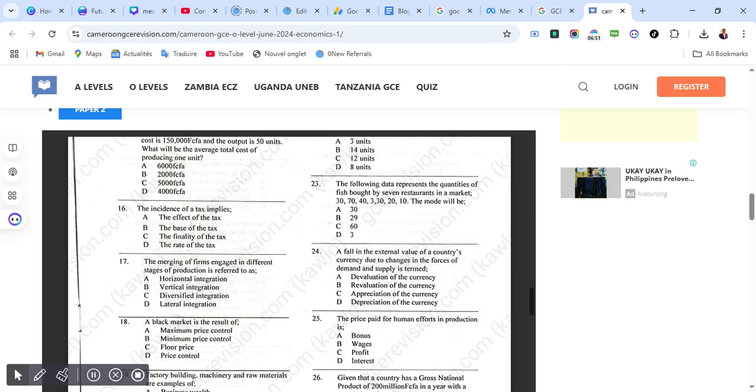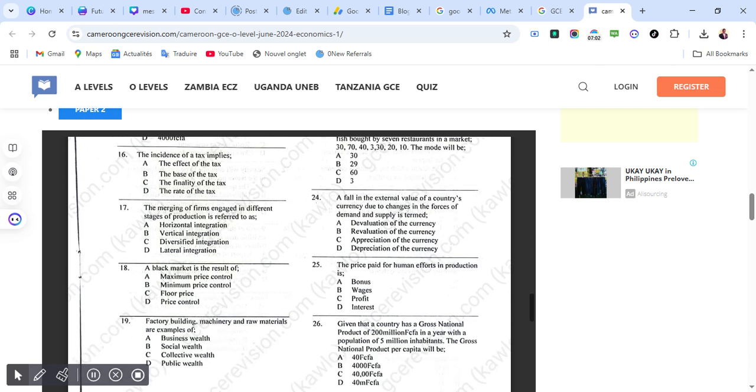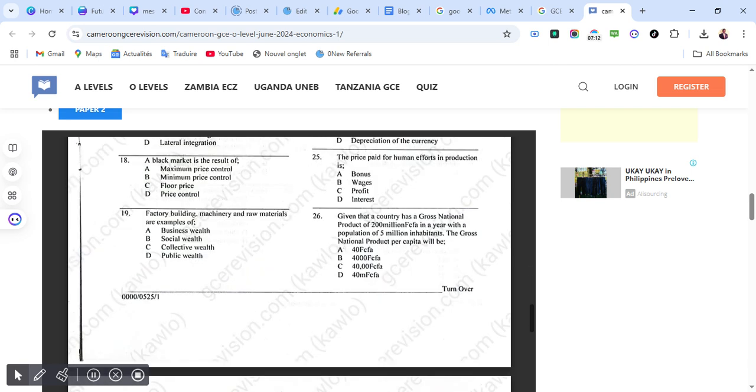Now, question 16. The incidence of a tax implies, correct answer for 16 is A, the effect of the tax. The merging of firms engaged in different stages of production is referred to as, correct answer for 17 is B, vertical integration. A black market is the result of, correct answer for 18 is A, maximum price control.